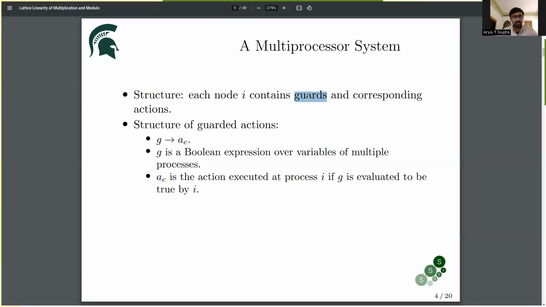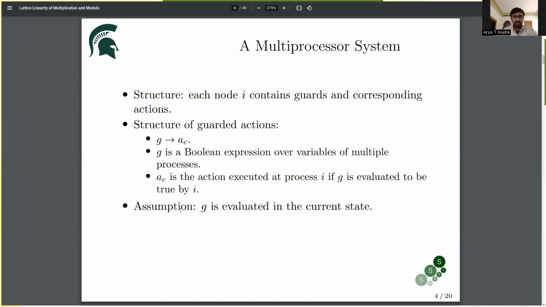There are several nodes, and every node contains guards and corresponding actions. And the structure of a guarded action looks like this. G implies A sub C, where G is the guard. G is a Boolean expression over variables of multiple processes, and A sub C is the action, and it is executed by some process I if I evaluates the corresponding guard to be true. And A sub C makes changes to the values of the variables of node I.